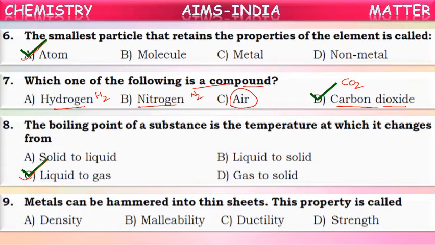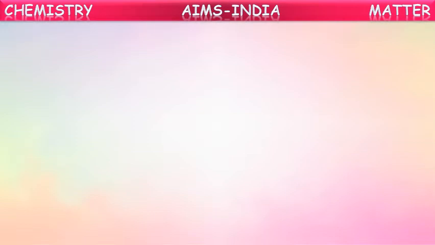Now come to the next question. Metals can be hammered into thin sheets. Just now we discussed, this is also one of the metallic properties. The options are density, malleability, ductility and strength. Actually, hammered into sheets is the malleable property. Ductility means drawn into thin wires. Sheets means malleability. Our answer is correct. Yes. Now come to the next question.